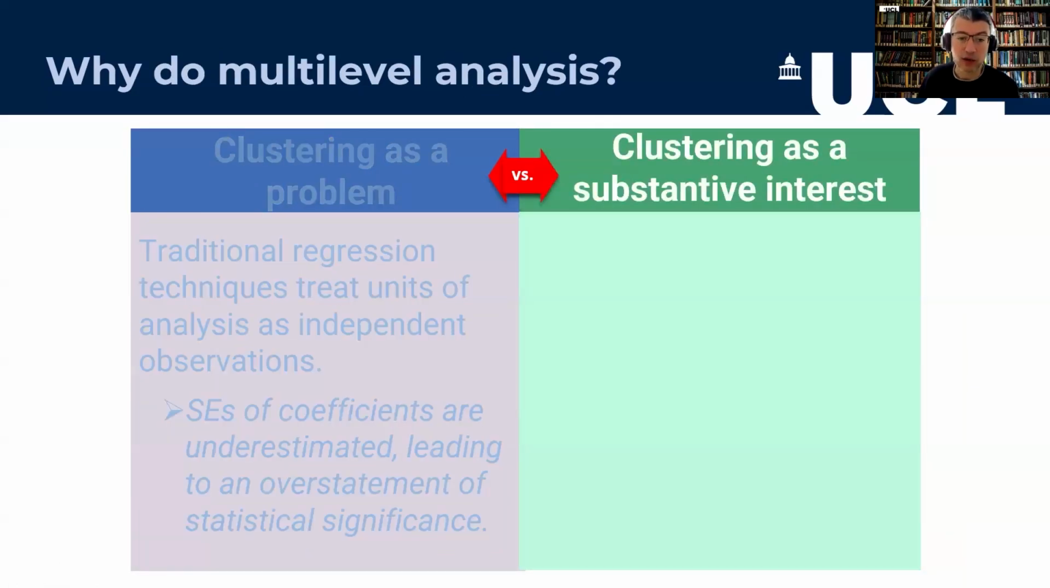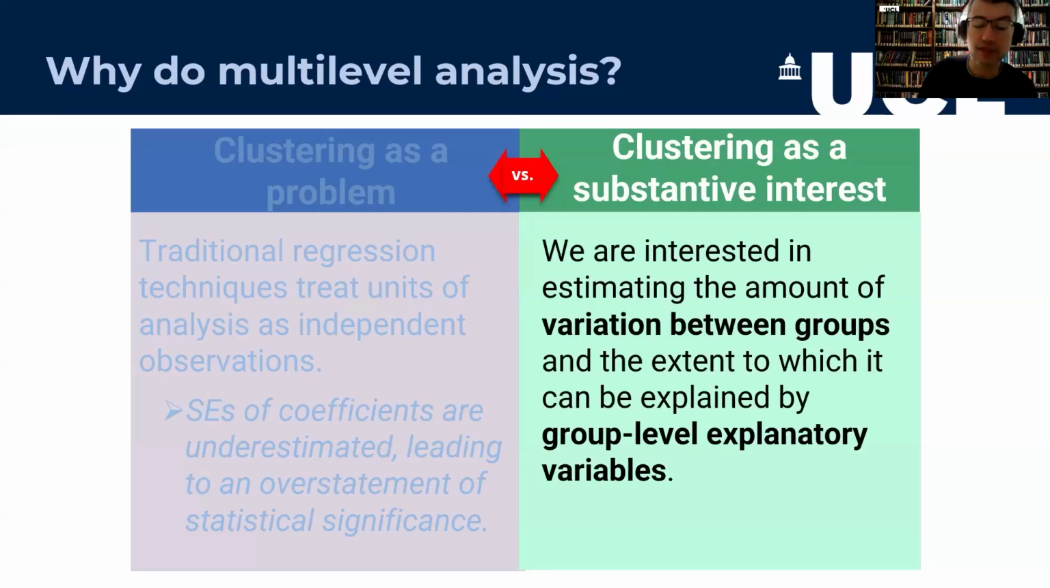But then we might also be interested in substantive research questions that are more related to the clustering than to level one. So we might be interested in estimating the amount of variation there is, for instance, between countries, between schools, and so forth, but also in understanding whether there are some explanatory variables at the second or third level that could explain the differences that we observe at level 1.